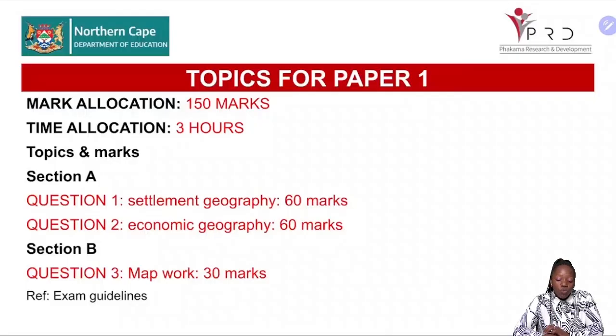In your question 1, you should expect questions based on the settlement. Remember, the settlement can be a rural settlement and it can be an urban settlement. And you cannot be selective because you will never know which subtopic the examiner will choose. So it is advisable that you study everything. Then your question 2 has your economic geography. Again, the examiner can pick any topic under your economic geography. Then your section B will have your map work.